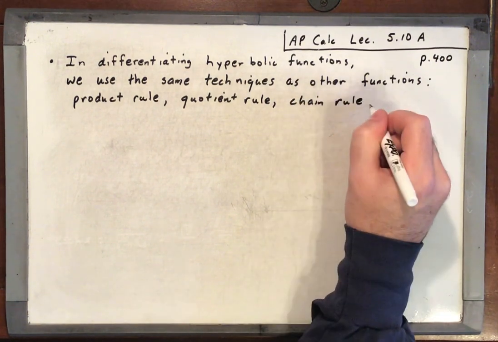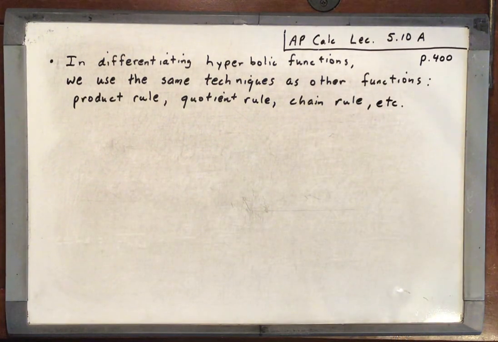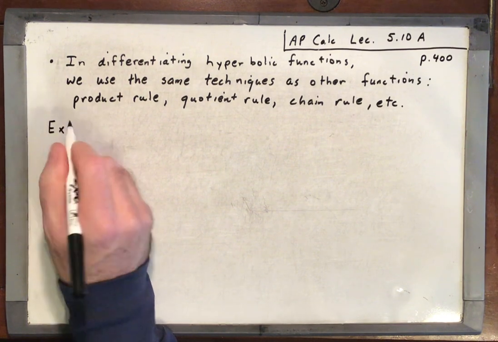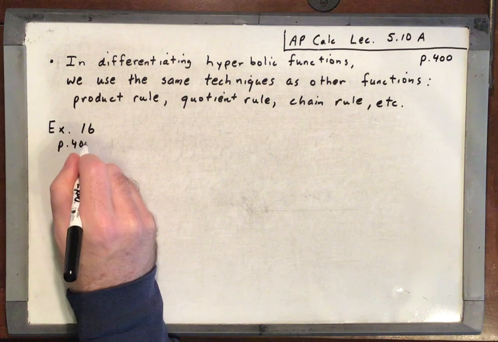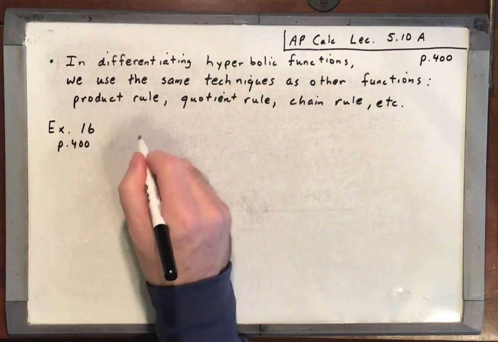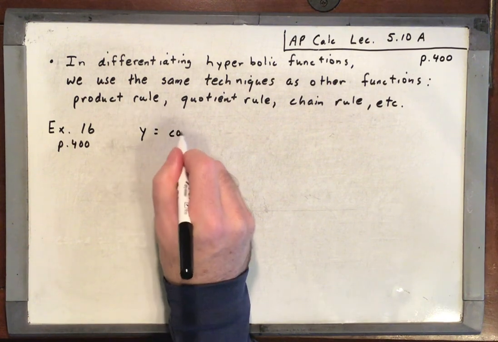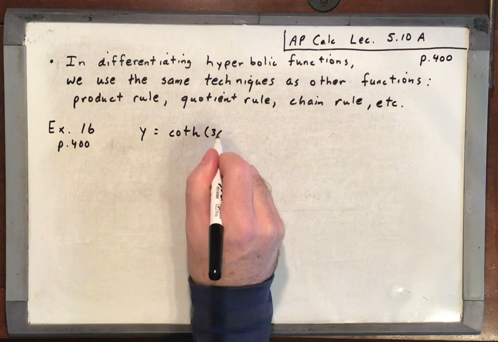Okay, so that makes things pretty good for us. So I'm going to work 3 examples from the book, and that should be enough for you to be able to do the homework. So example 16, we're still on page 400. All right, we want to know the derivative of hyperbolic cotangent of 3x.